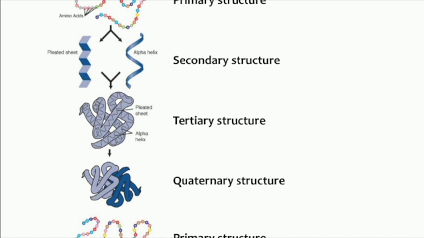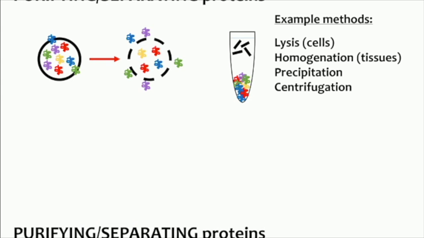First one I came up with here, purifying and separating proteins. If you're trying to analyze a particular protein or a particular category of proteins, first you want to get it by itself. Usually when you're working with proteins, it's in a mixture of a whole bunch of different ones. Either you're working with whole cells or you're working with tissues. Blood is one thing. Blood contains a whole lot of different proteins, huge variety.